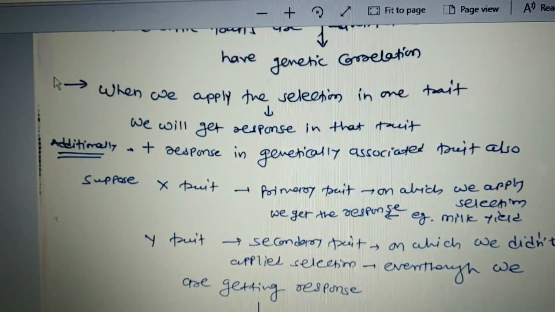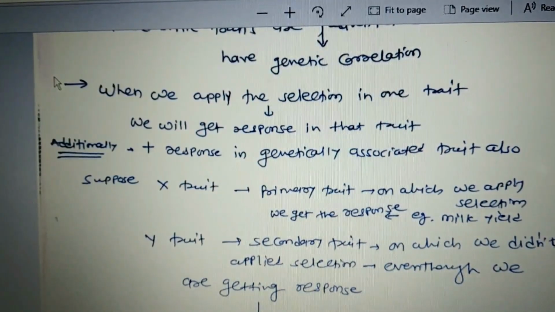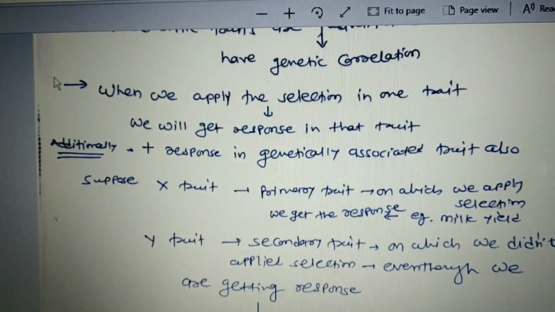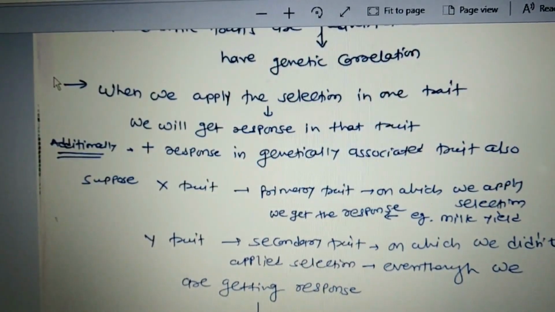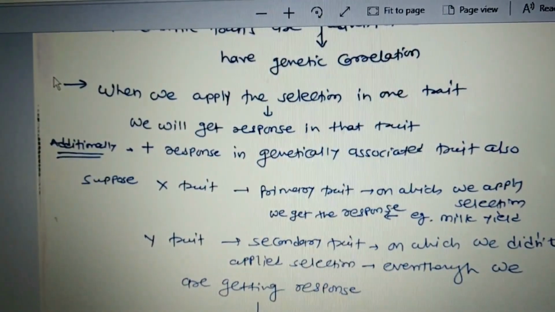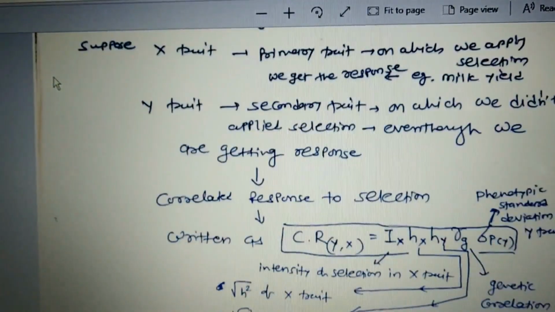So suppose our Y trait is fat yield. If we apply the selection on the milk yield, we try to improve the milk yield, automatically the fat yield will be increased. Fat yield, not fat percent. Because fat percent and milk yield are negatively correlated, but fat yield and milk yield are positively correlated. So that is correlated response to selection.